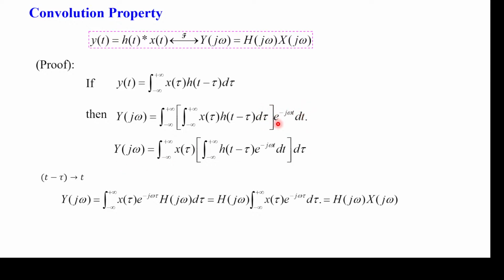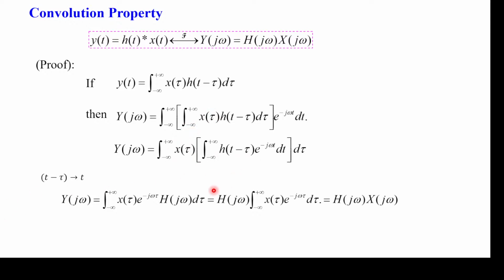Then we do the switch of ordering of integration as always. So now we want to do integration over t first, and then look through everything which depends on t. We have h of t minus tau here that depends on t, and e to the minus j omega t depends on t here. Okay, so just those two terms and dt. And x of tau doesn't depend on t, so it goes outside the integral.